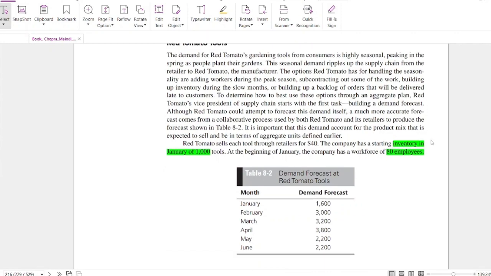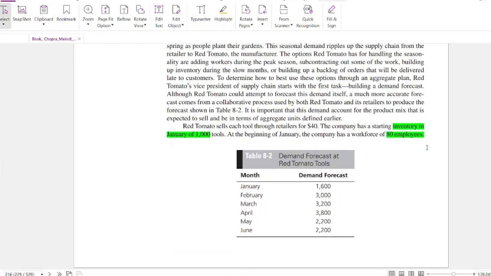Here it is telling us to keep the inventory in January. The beginning inventory in January will be 1000 tools, and the starting number of employees is 80 employees. This is the demand they have given: January, February, March, together there are 6 months of demand given here.